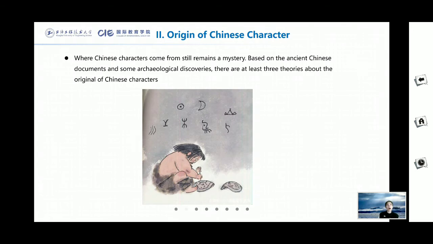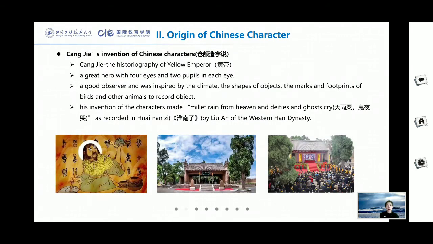The first one is 仓颉造字说, Cangjie's invention of Chinese characters. Cangjie is a legendary figure, and he is said to be the history hero of the Yan Emperor and the inventor of the earliest Chinese characters. Legend described him as a great hero with 4 eyes and 2 pupils in each eye, like this one.